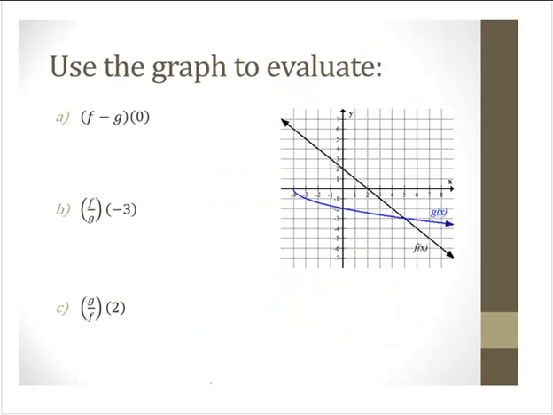Use the graph to evaluate f minus g of 0. And here we see this graph of two functions. We see f of x in black and g of x in blue. And we're asked to find f minus g of 0. So remember that that would be f of 0 minus g of 0. Now let's see, f of 0 is 2. g of 0 is negative 2. So that would give me 2 minus negative 2, which is 4.